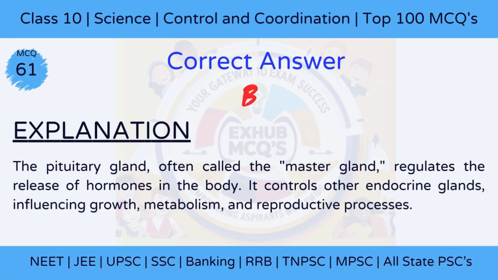The correct answer is option B, controls hormone release. Explanation. The pituitary gland, often called the master gland, regulates the release of hormones in the body. It controls other endocrine glands, influencing growth, metabolism, and reproductive processes.